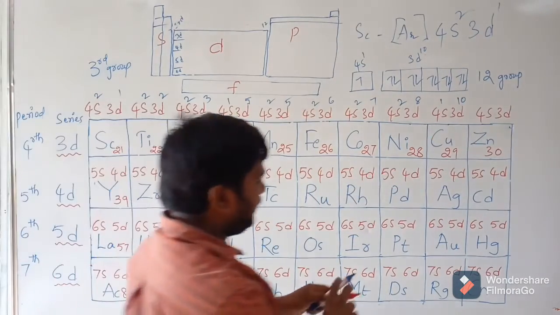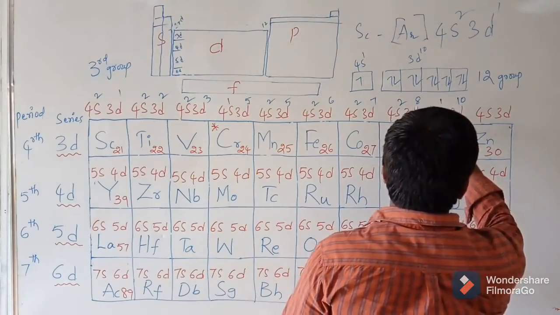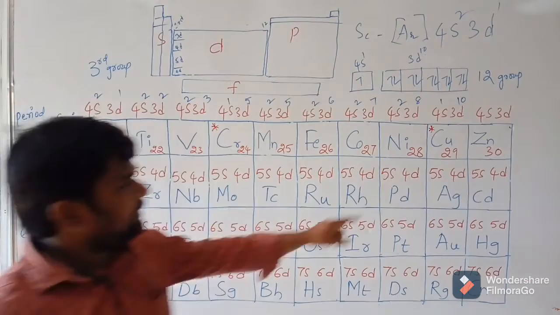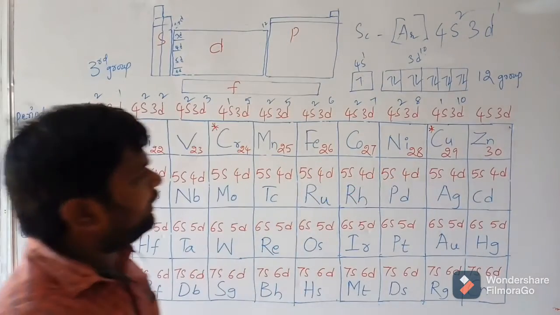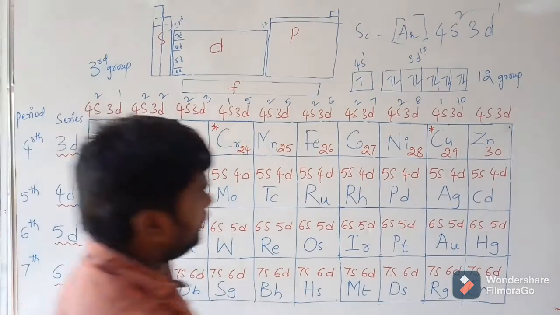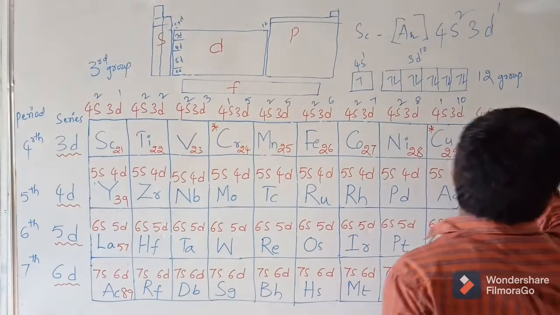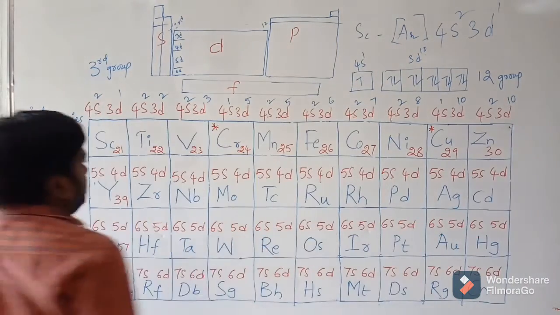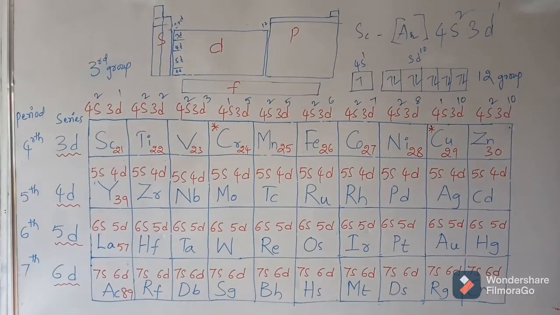So this is also important. What are the stable electron configurations of chromium and copper? This is 4s1 3d5 and this is 4s1 3d10. So these are the electron configurations of chromium and copper, and the next one is 4s2 3d10. So these are the electron configurations of the 3d series.